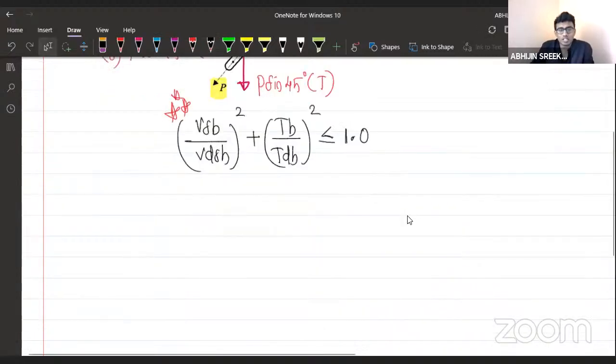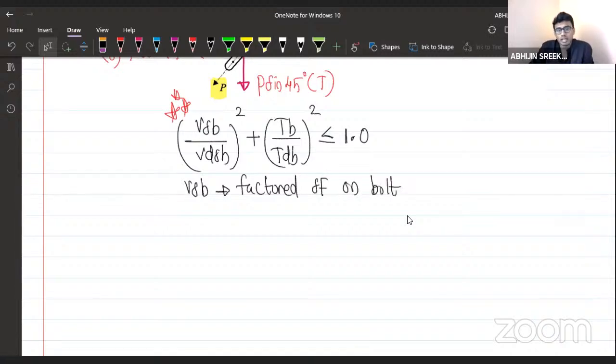VSB. Tell me what is the value of VSB? Anyone? I need you to give me the value of VSB. What is VSB? It is the factored shear force acting on the bolt, right? Factored shear force on the bolt. And what is TB? Let us write TB there. TB is the factored tensile force. I'm writing TF here only, tensile force on the bolt.